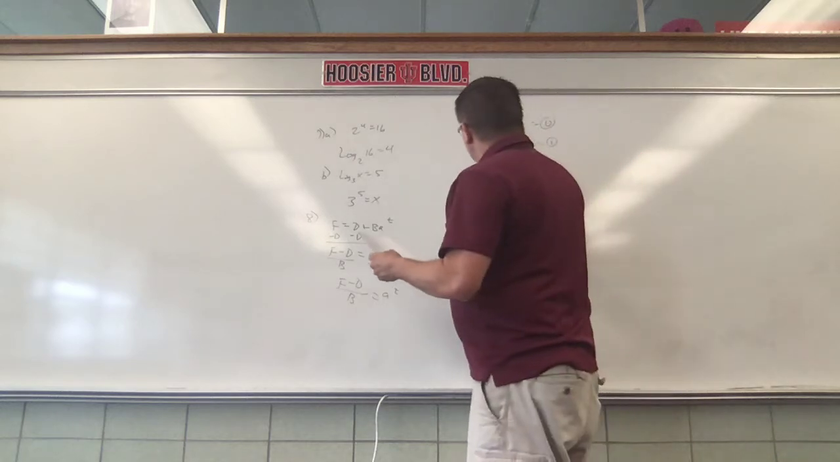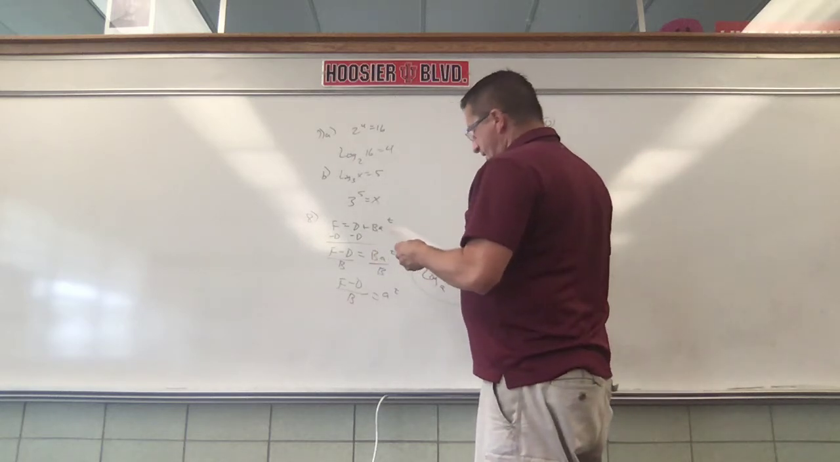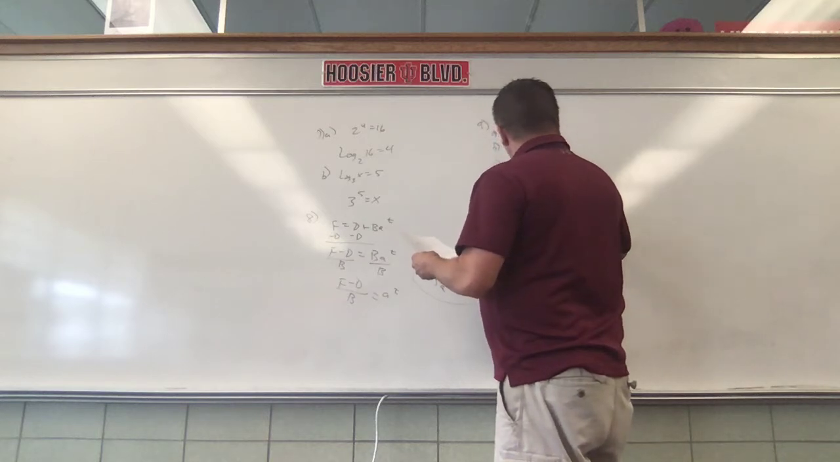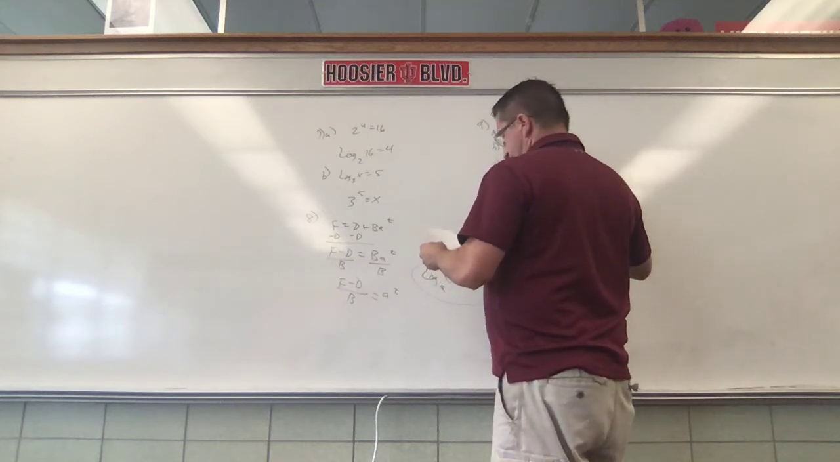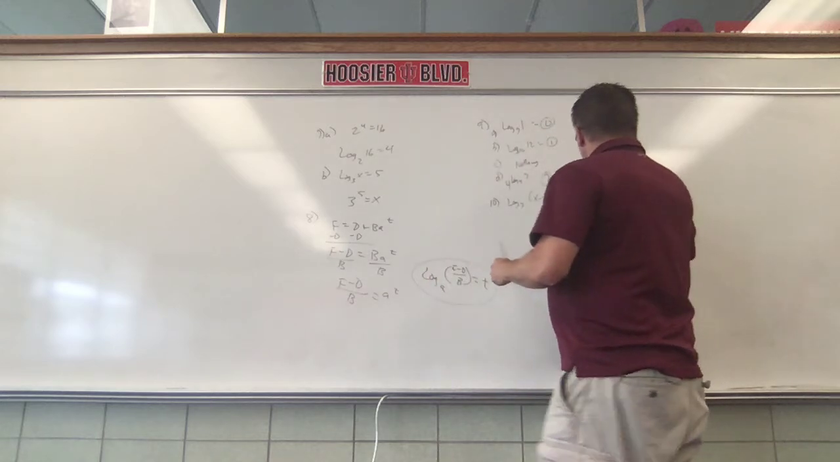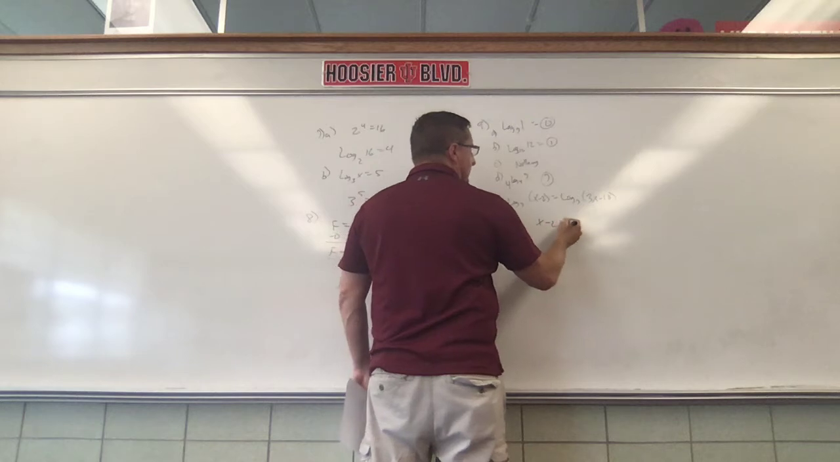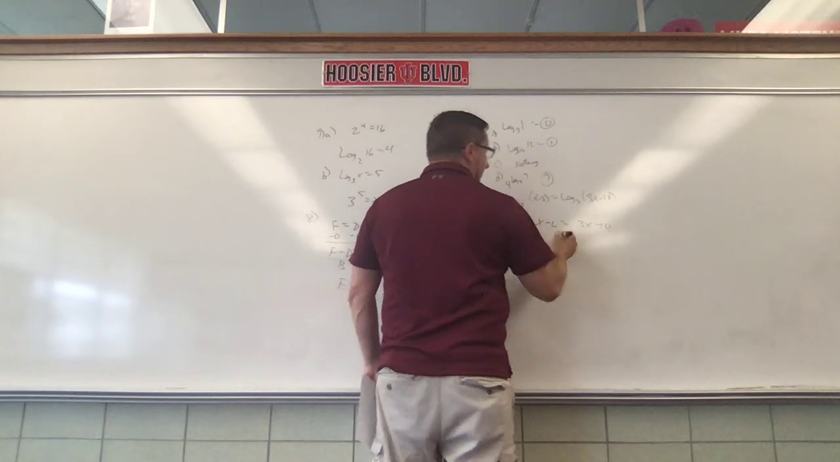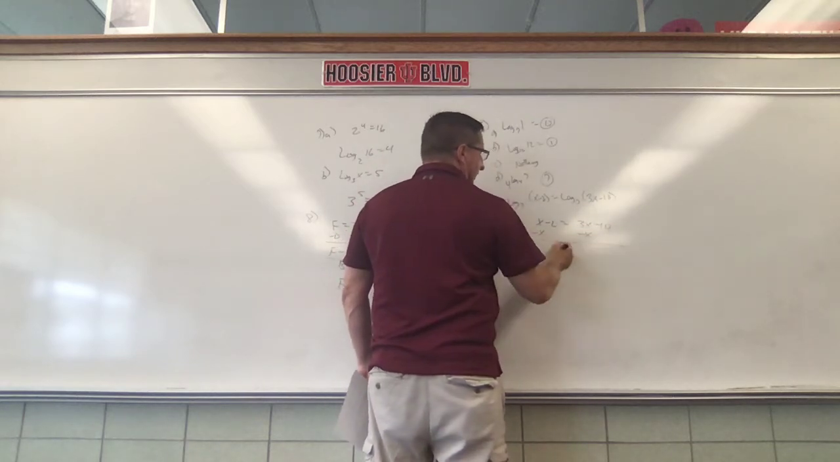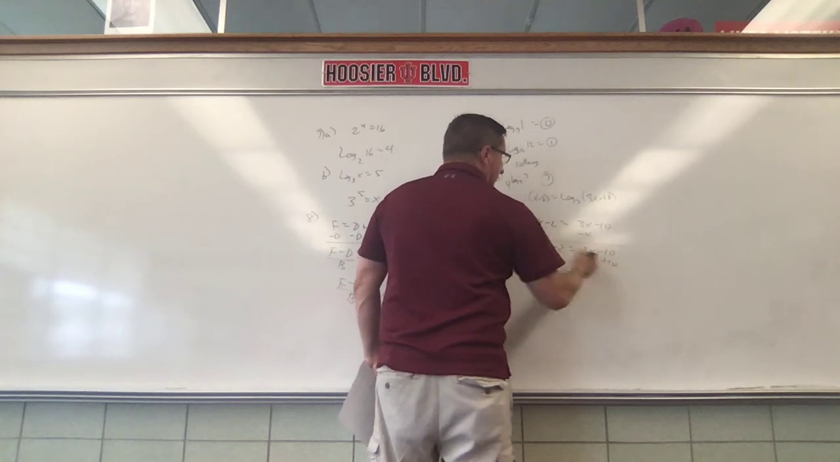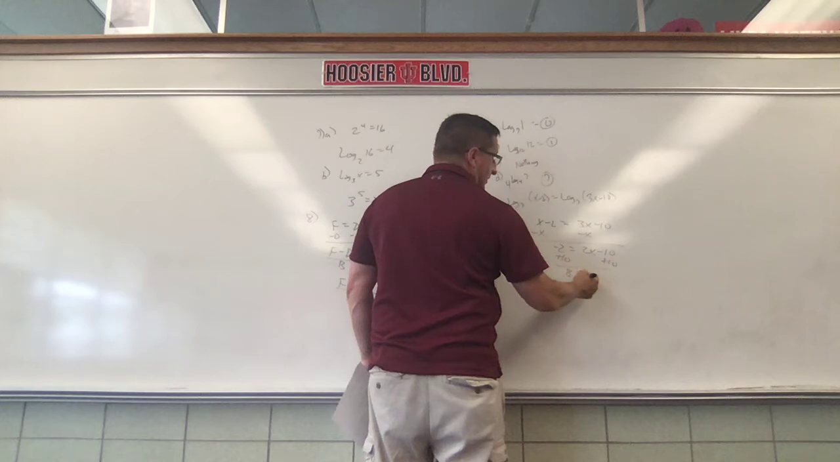Number 10. Solve log base 7 of x minus 2 equals the log base 7 of 3x minus 10. Since they're the same log bases here, you can get rid of the log base 7. So you have x minus 2 equals 3x minus 10. Let's subtract x from each side. We have negative 2 equals 2x minus 10. Add 10, negative 2 and 10 is 8, equals 2x. Divide by 2, 8 divided by 2 is 4.